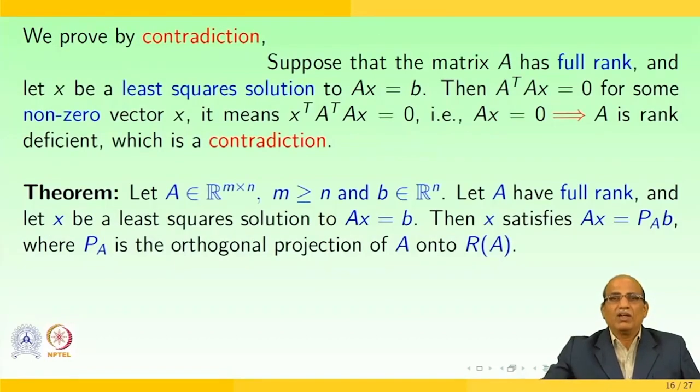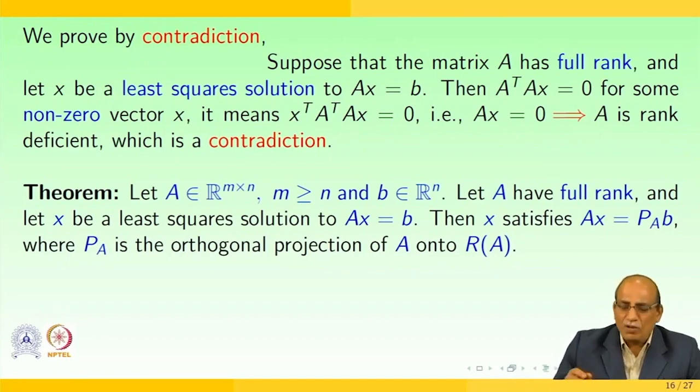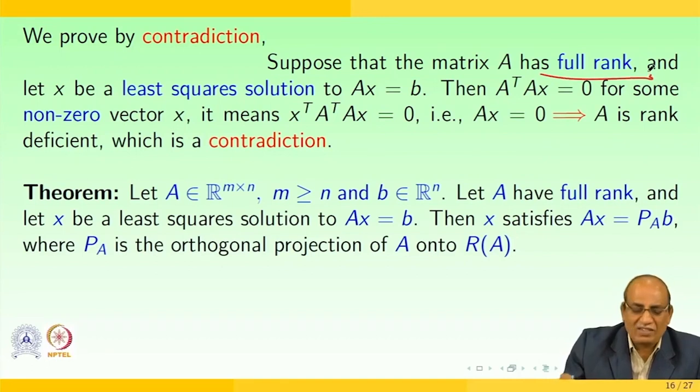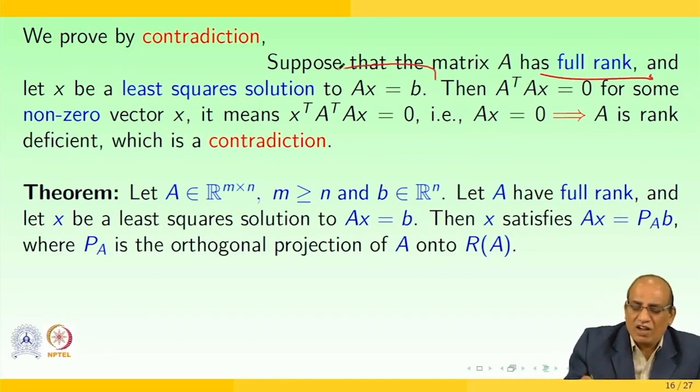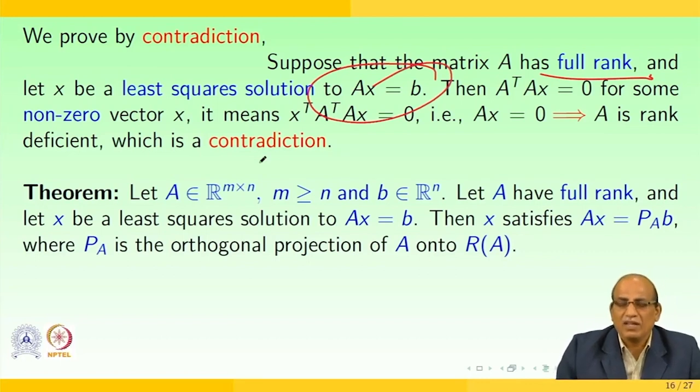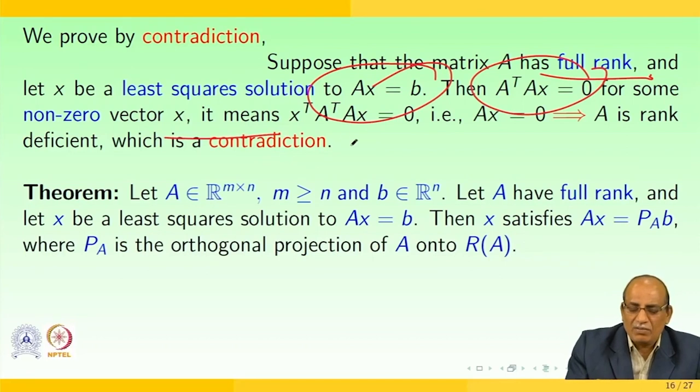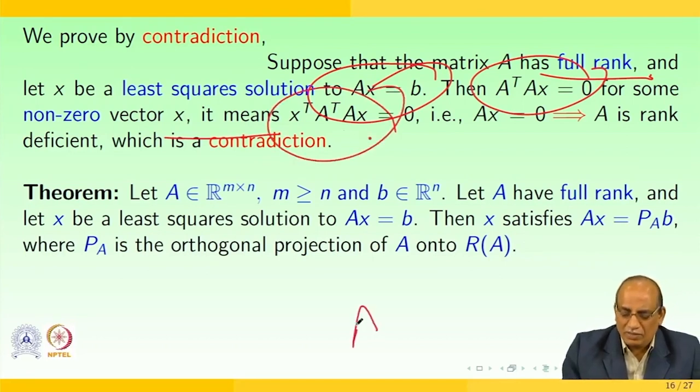Well, let us look into the contradiction. The proof is by contradiction. Suppose that the matrix A has full rank, and let X be a least square solution of AX minus B. Then A transpose AX is equal to 0 for some non-zero vector. It means that X transpose A transpose AX also happens to be 0. That means A transpose AX is equal to 0.